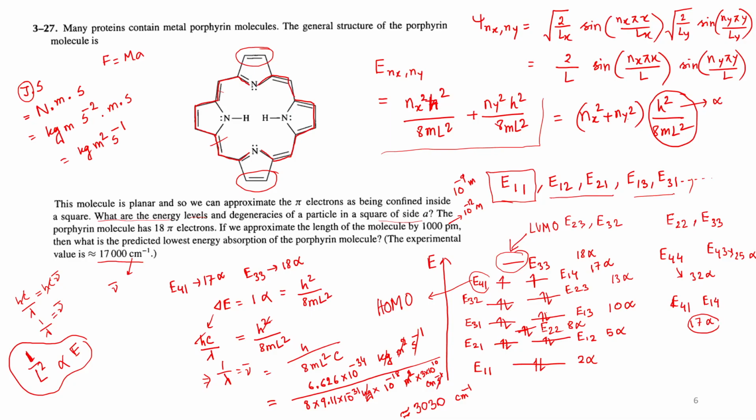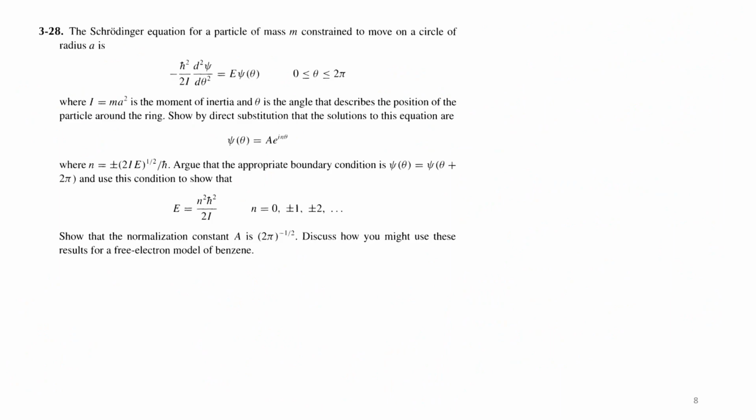Can I go to the next question? Yes. Okay. So this is one of the questions that is almost similar to the rigid rotor problem. The question says the Schrodinger equation for a particle of mass m constrained to move on a circle of radius a is given. So we have to use this Schrodinger equation, which is minus h cut square by 2I, d2 psi by d theta square equals energy E psi of theta, and theta is given to be between 0 to 2 pi.